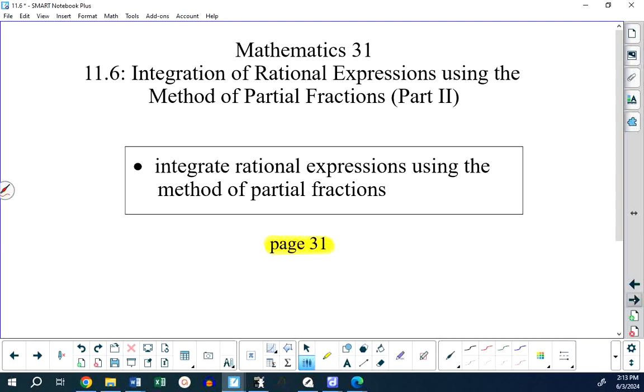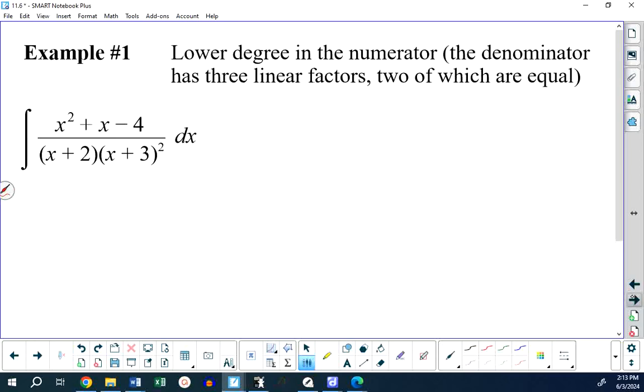And then tomorrow we will look at part 3. This is on page 31. And there are 2 examples we're going to look at today. Both of these examples still have a lower degree in the numerator than the denominator. And maybe just make a mental note. When you do have a lower degree in the numerator, you are dealing with partial fractions. When you do not, you're not dealing with partial fractions. You're going to do something different, which we'll learn tomorrow.